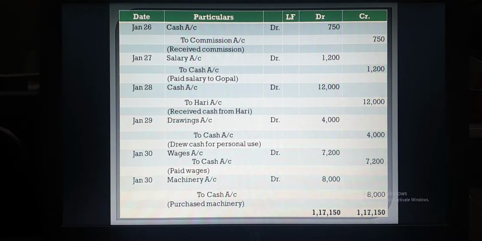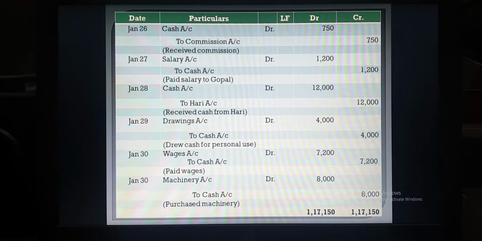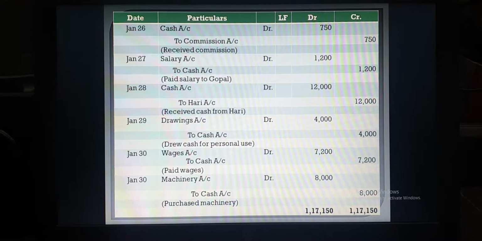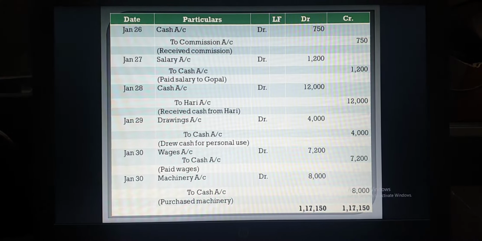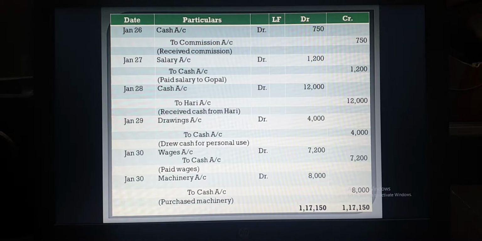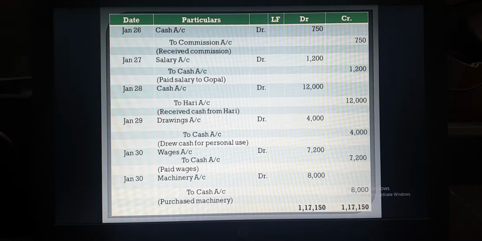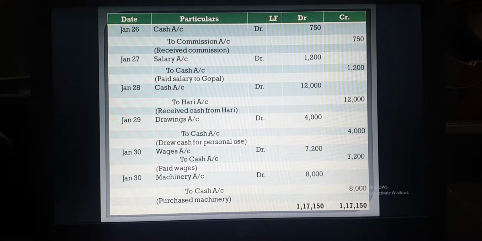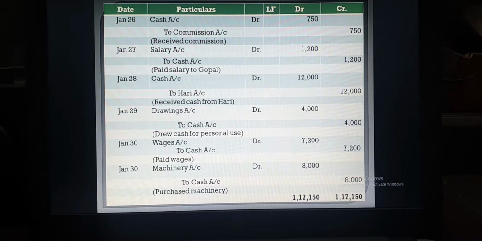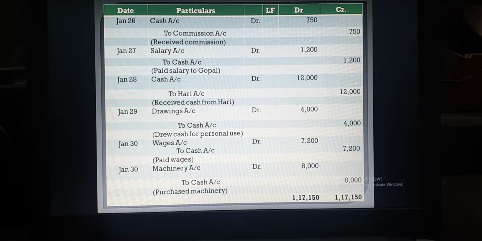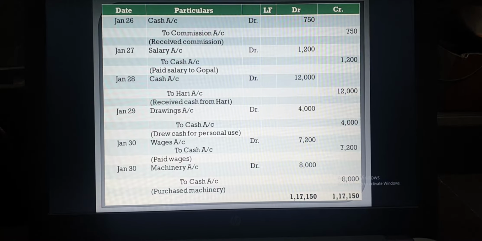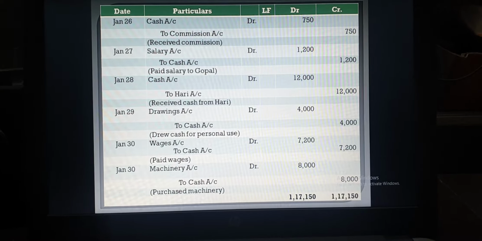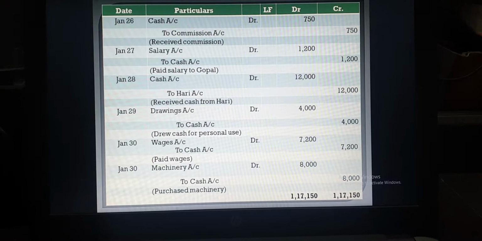Now January 26. Received commission rupees 750. So we are receiving the commission. So commission is our income. So income will be credited, and what we are receiving on the part of commission, that is called cash. So debit what comes in, that is called cash. So the entry will be cash account debit to commission account. That is amount rupees 750, and the narration is received commission.